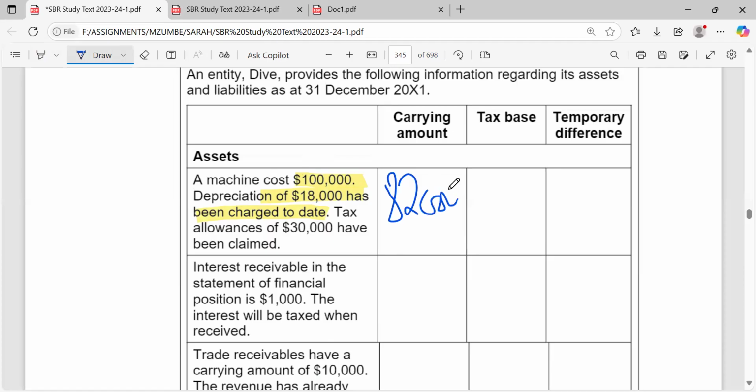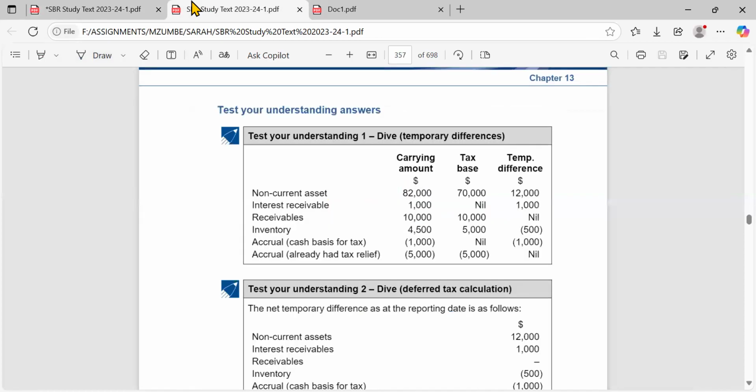For the tax base, you have the initial cost and you have the tax allowance. Tax allowance is just like depreciation for accounting purposes. So 30,000 has already been claimed, and so we remain with 100,000 minus 30,000, which is 70,000. So you can see, I have 70,000 or 70K, and so you could have the difference now. That's why when you go to the solution here, you would find this non-current asset having the worth of how much?